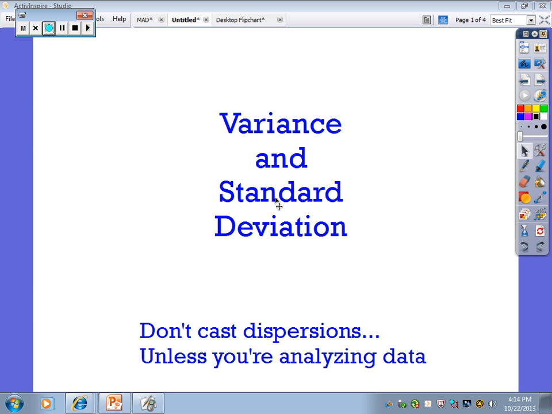Before, we talked about not using the negative signs with MAD, okay? And if you used a negative sign in the MAD, you made me mad. So this time you're actually allowed to use the negative sign. So variance and standard deviation are the two things we're talking about today.